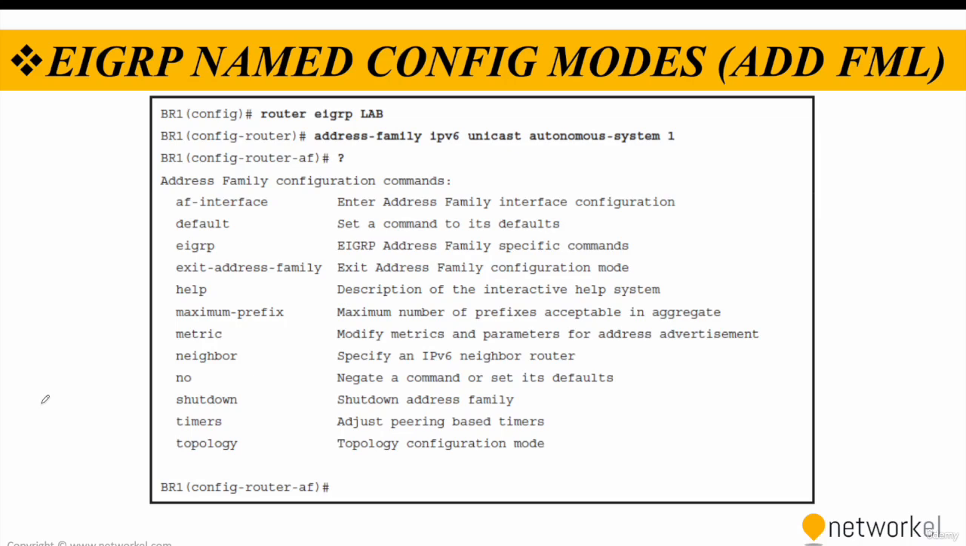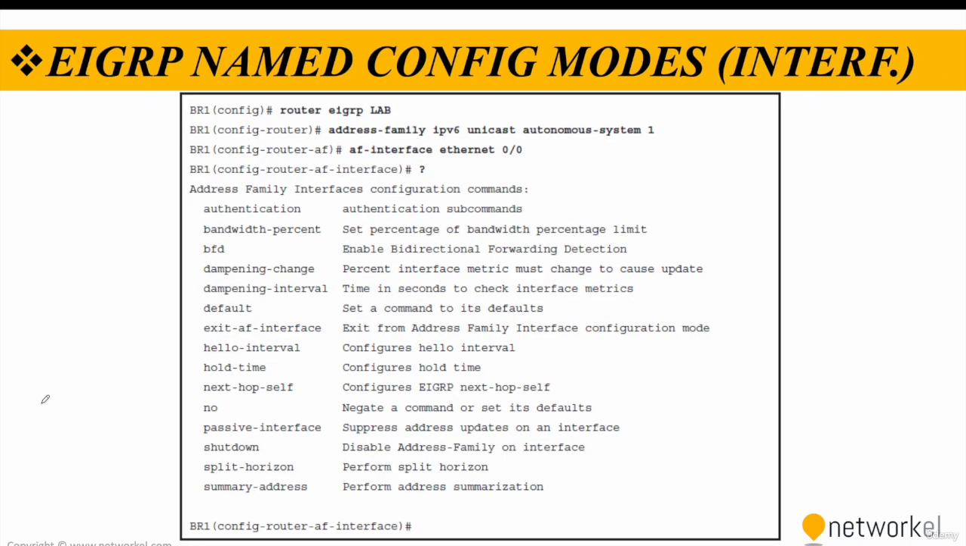So what can I configure when I am in EIGRP named mode, address family mode? Here you can define a number of features such as AF interface, such as EIGRP address family specific commands. You can do some metric modifications. You can change the topology mode. So there are a bunch of commands that you can use in AF mode really. And also in EIGRP named mode, the AF interface command is used to configure EIGRP settings on a per interface basis within a specific address family.